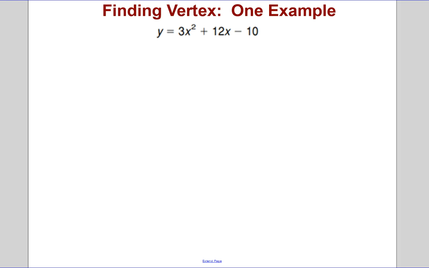Here is an example of finding the vertex of a quadratic using the vertex formula, which is actually a part of the quadratic formula. Let me go ahead and write that down. Well, let's go ahead and do something real quick.